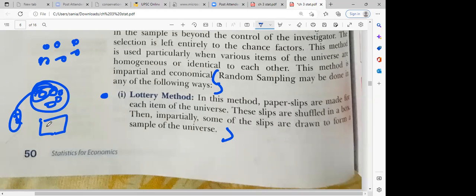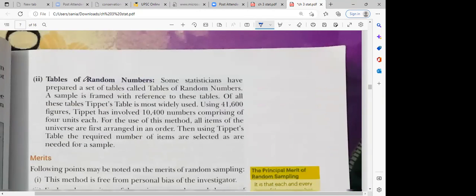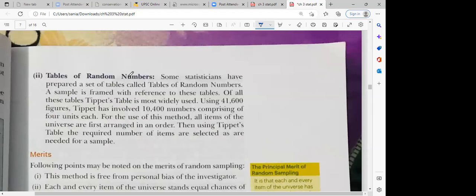So, over here, what will I do? These are the people. Okay, so I have these people, I'll make slips of them, and randomly, I will choose two slips. The names I'll call out, and they are the samples. Okay, so this is lottery method. Next is table of random numbers.